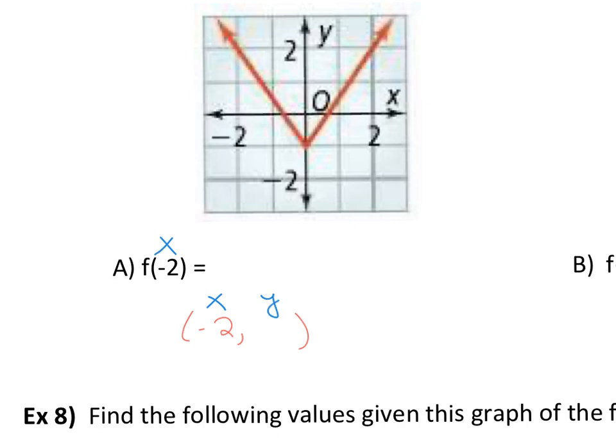So if x is negative 2, what's my y value? What's my coordinate point here on the red line, or in this case, the red V? Okay, so in this case, negative 2 is my x. My y value is at positive 2. So I'm going to have a positive 2 here to finish out the ordered pair, or you can just put it equal to 2 here.